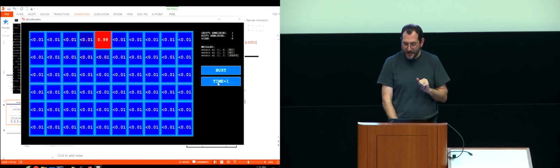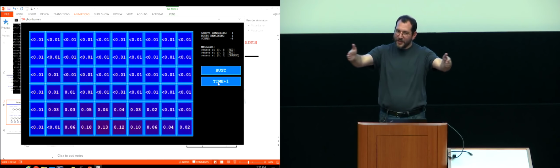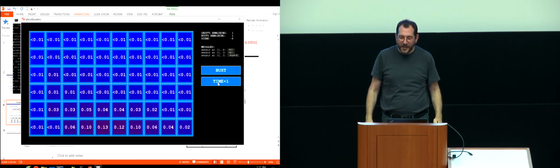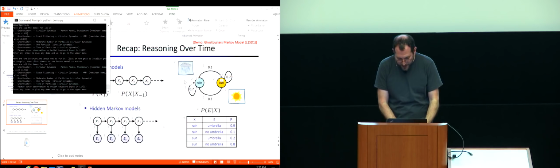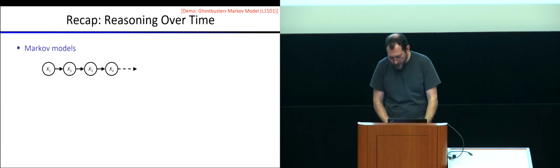And if I let time pass, my belief distribution gets flatter and flatter because the possibilities that could unfold drift further away from that most likely position. All right, so that gives you a sense of what happens when time passes and what happens when you get evidence.